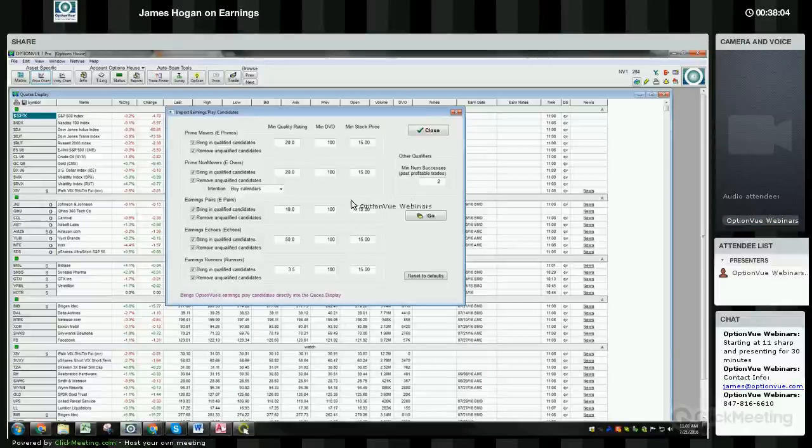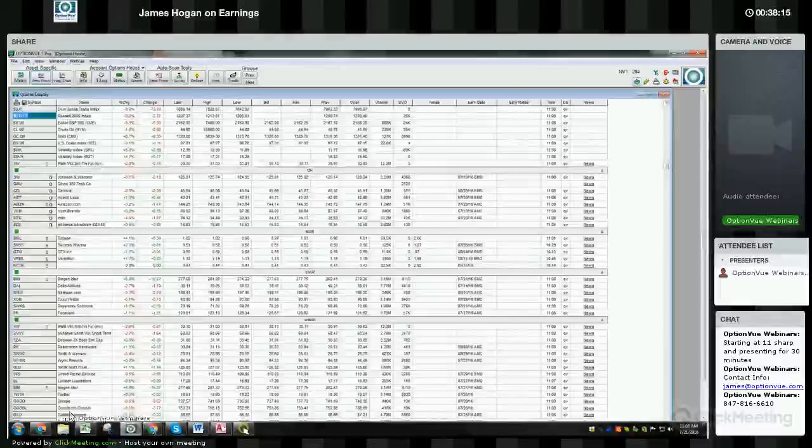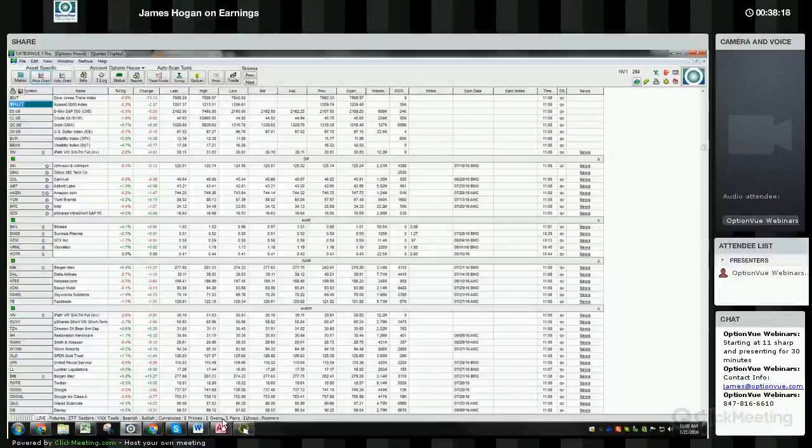So you could come in here and change these defaults if you wanted to. You would hit go, and once you hit go, it's going to create these tabs at the bottom for you that I have right here: E primes, E overs, E pairs, echoes, and runners. It's going to list them all in chronological order, and each tab has roughly 10 to 30 trades in them. So you can see the amount of trades that you'd be doing per quarter, per earnings season.